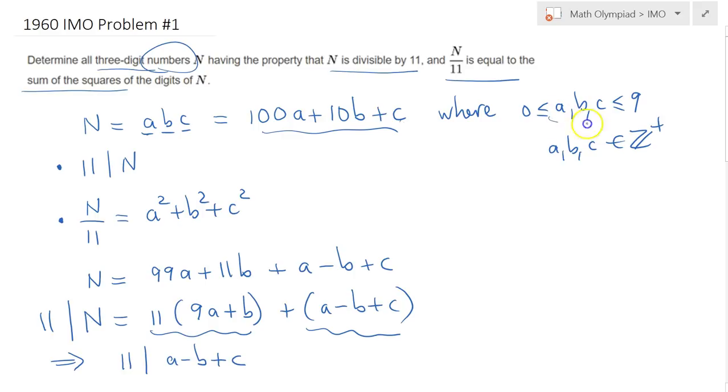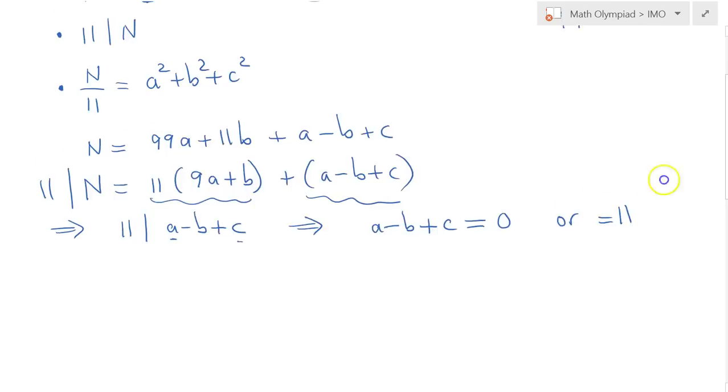But remember that a, b, c are just digits. So a and c, the maximum number they can get is 9 each, so the sum would be 18, short of 22, 2 times 11. So this reduces the problem into two cases. We have either this number is equal to 0, or the max it can get would be equal to 11. Next I'll just do case work based on these two things.